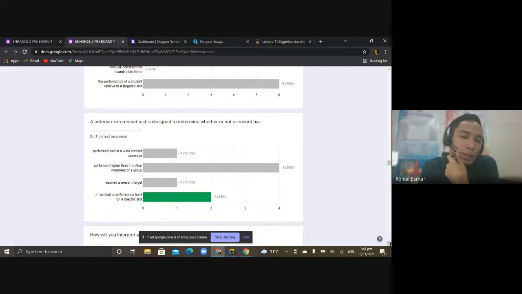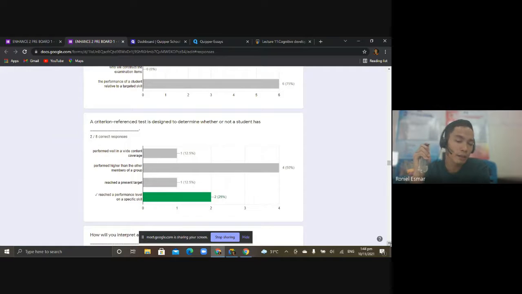Next, a criterion reference test is designed to determine whether or not a student has what? A, performed well in a wide content coverage. Now, if we talk about a criterion reference test, the content coverage of that particular test actually doesn't matter. Or is it option number 2? Performed higher than the other members of a group.